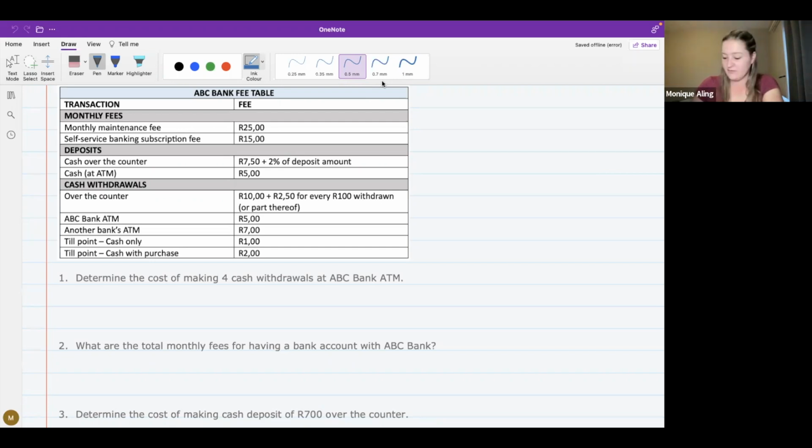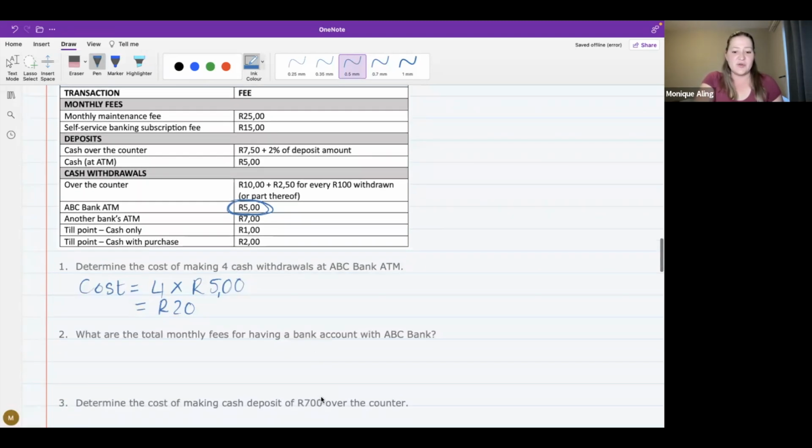Okay, so all you have to do to work out the cost or the charge is take the 4 cash withdrawals. Cash withdrawals are over here in the table. It's 5 Rand for every withdrawal. There are 4. So it is 20 Rand. Good. And I see most of you have got that. So that's a nice, easy one. Question 2.